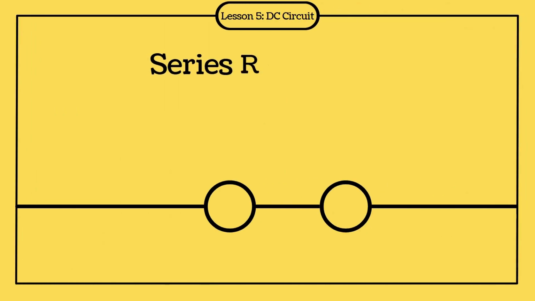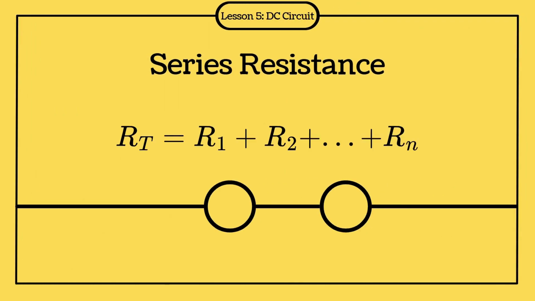In a series circuit, as you can see here, the total resistance is equal to the sum of the individual resistance of the resistors. For example, if each circle represents a resistor, and the first circle had a resistance of 100 ohms and the second one had a resistance of 200 ohms, the total resistance of this circuit would be 100 plus 200 equals 300 ohms.